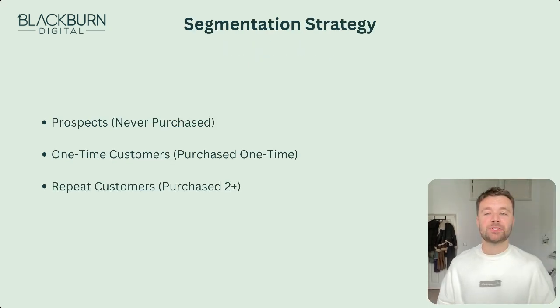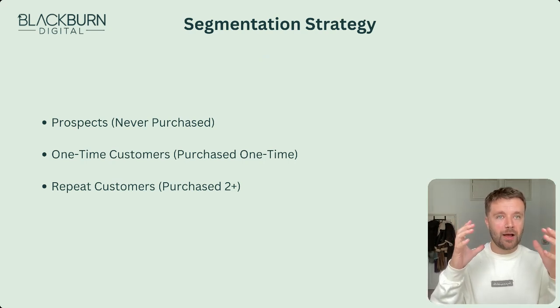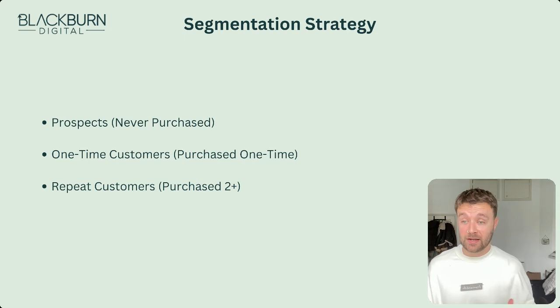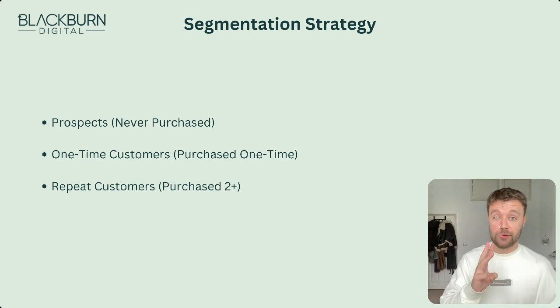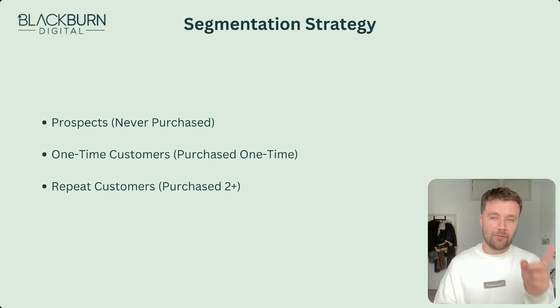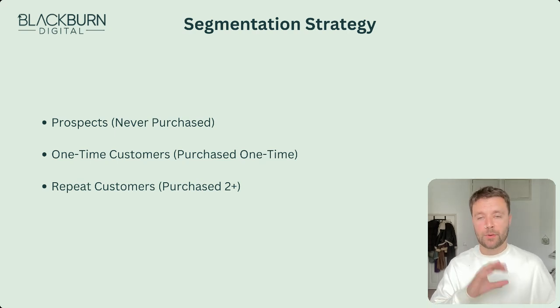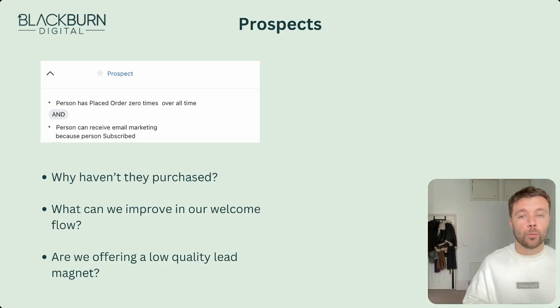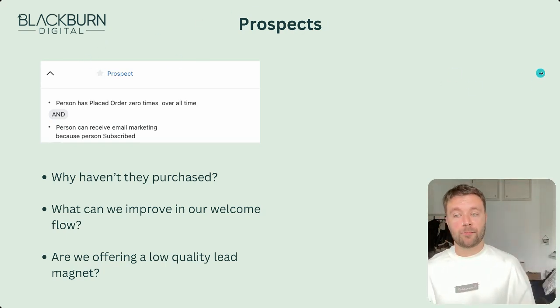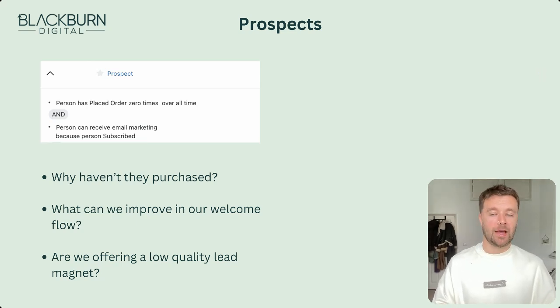So segmentation strategy. How would I look to build strategy with actually using segments? There's three segments we're going to use in this. Prospects, they've never purchased. One-time customers, they've purchased once over all time. And repeat customers, they've purchased two or more times. So how can we use this? Well, prospects, the flow would look like this. They've placed zero orders over all time and they're subscribed.